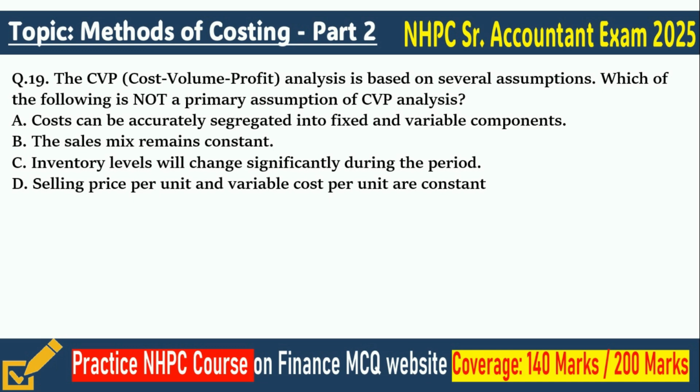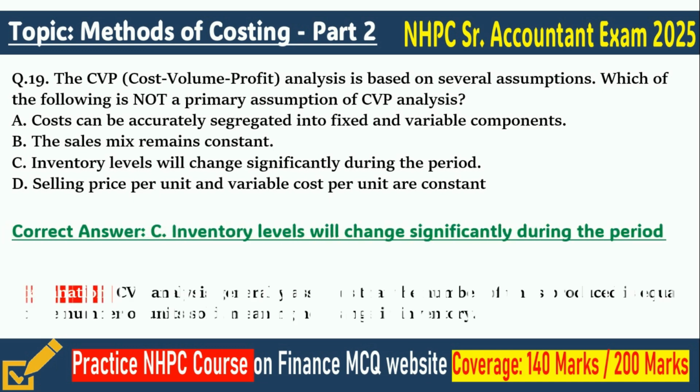The cost volume profit analysis is based on several assumptions. Which of the following is not a primary assumption of CVP analysis? Option A, cost can be accurately segregated into fixed and variable components. Option B, the sales mix remains constant. Option C, inventory levels will change significantly during the period. Option D, selling price per unit and variable cost per unit are constant. So, what should be the correct answer here, friends?